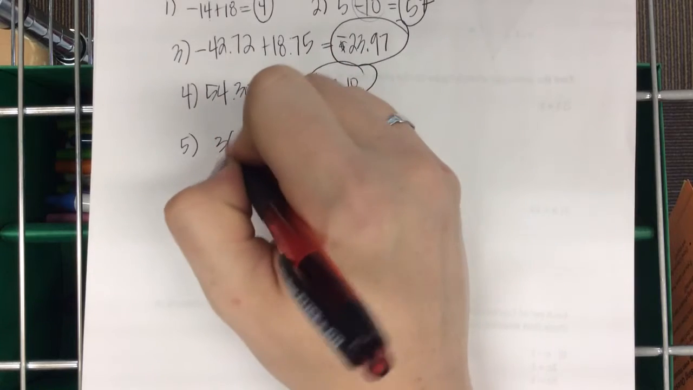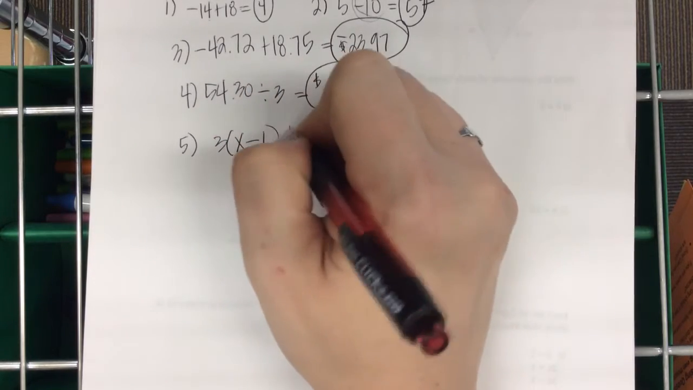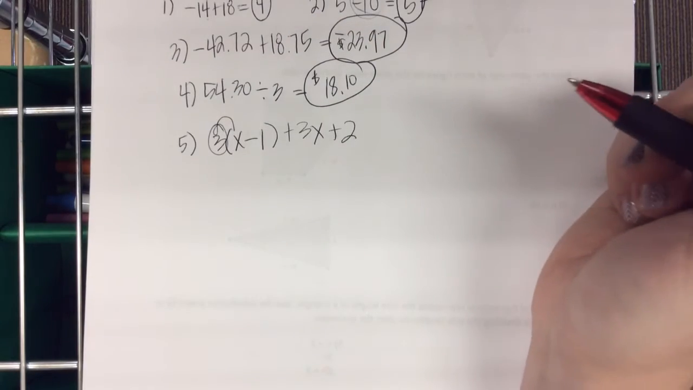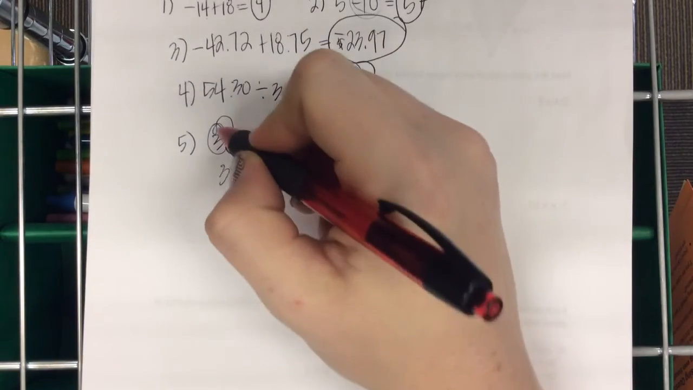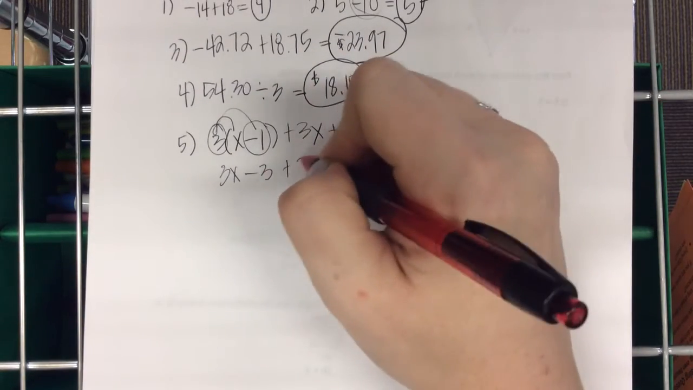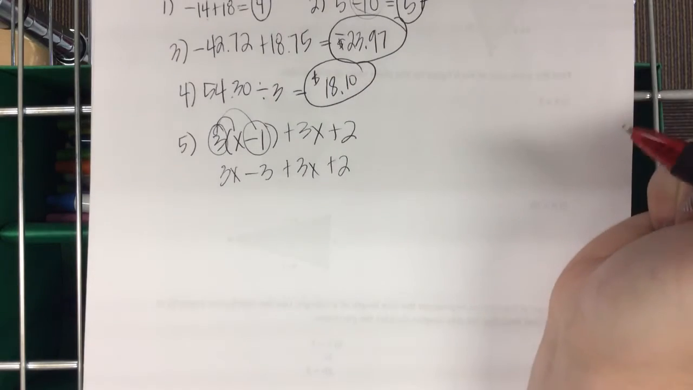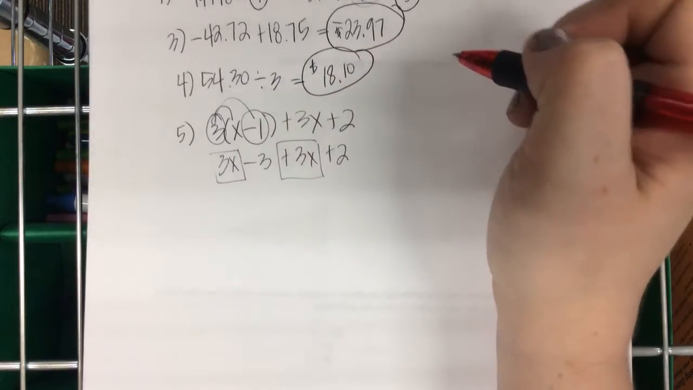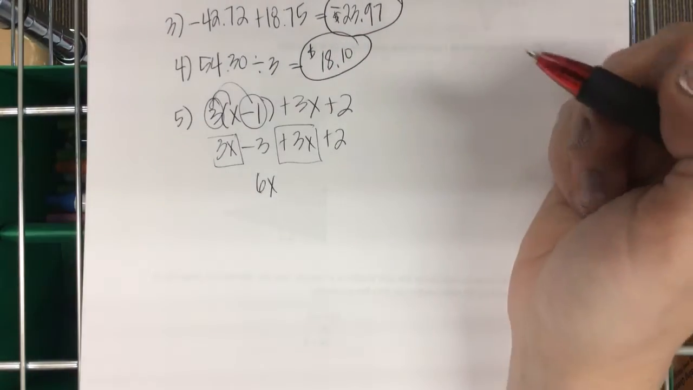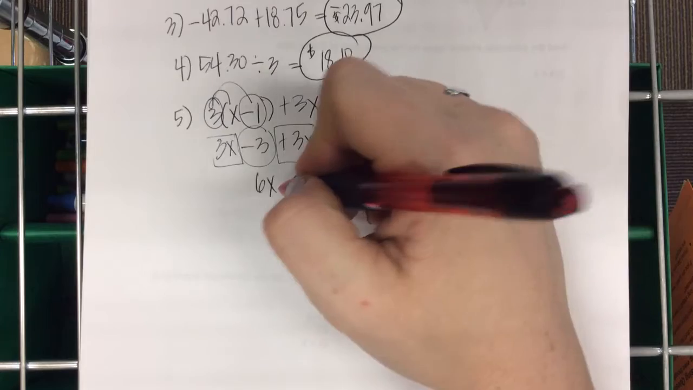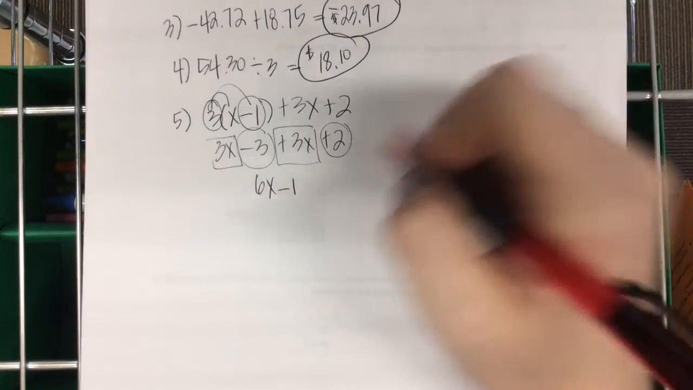All right, next problem. 3x minus 1 plus 3x plus 2. Distribute. 3 times 3x is? 3 times negative 1 is? Plus 3x plus 2. Am I done? No, combine like terms. 3x plus 3x is? Negative 3 plus 2? Negative 1, which was choice D.